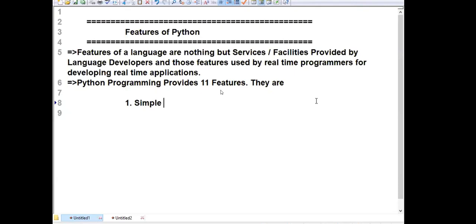What do you mean by simple? Is Python simple or difficult according to your understanding? Simple or difficult? Simple. If I give one task, will you do it? Okay, I will give one small case study. Can you write one small piece of code if I give it to you?